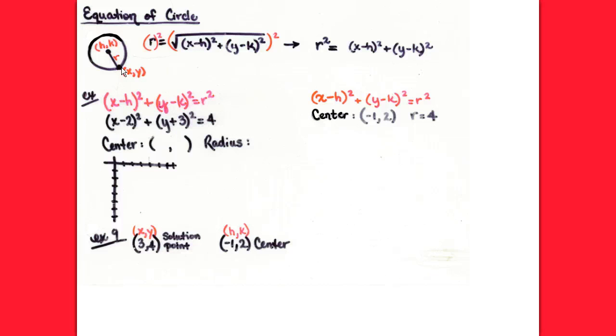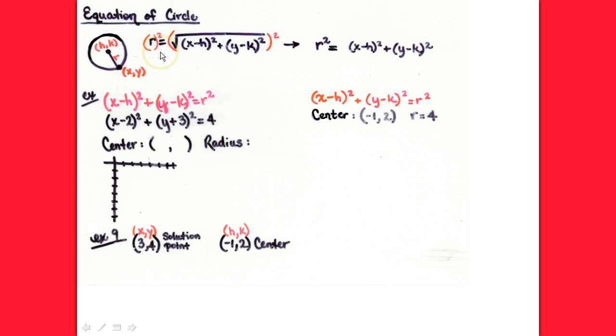So let me do that. I'm going to use the distance formula for these 2 points to figure out what the length of r is. So I could say my distance is equal to the square root of x2 minus x1, so x minus h. Then I need y2 minus y1, that'd be y minus k. If I just want the radius, then this would be it.